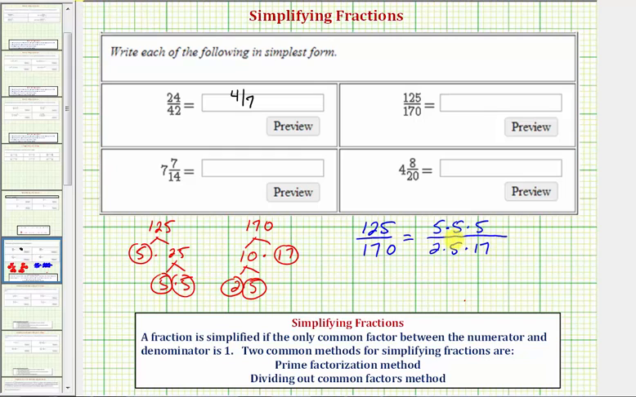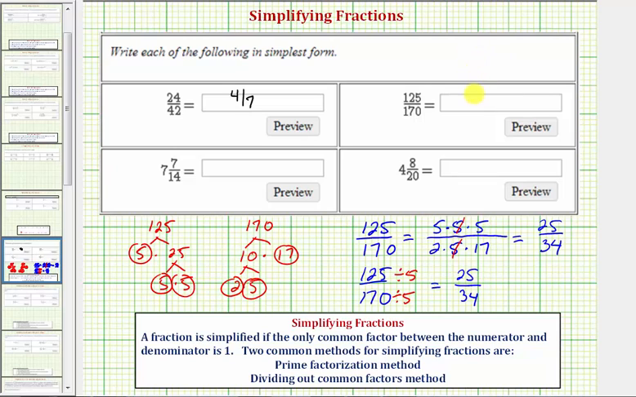Notice here the only common factor between the numerator and denominator other than 1 is 5. 5 divided by 5 simplifies to 1. So the simplified fraction would be 25/34. Or using the dividing out method, we have 125 over 170. This one's probably much faster using the dividing out method. Notice how this number ends in a 5, this number ends in a 0. So both would be divisible by 5, and therefore they have a common factor of 5. So in one step, notice how we do get the simplified fraction of 25/34.